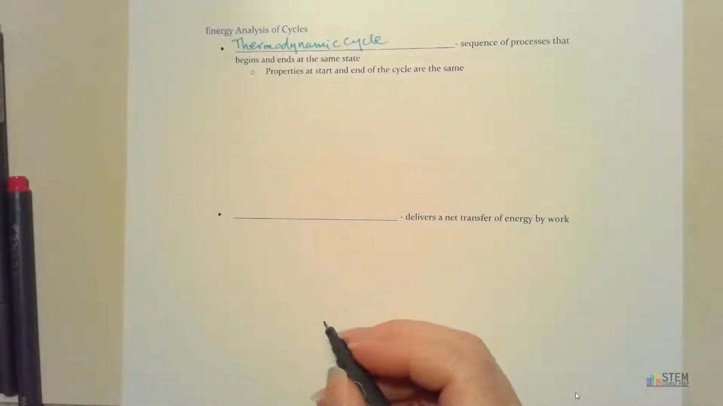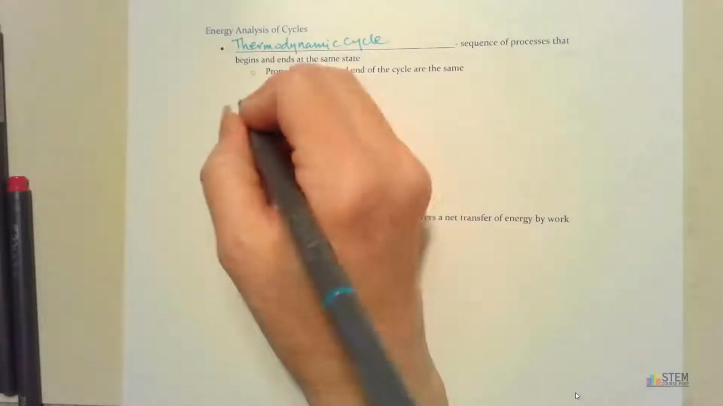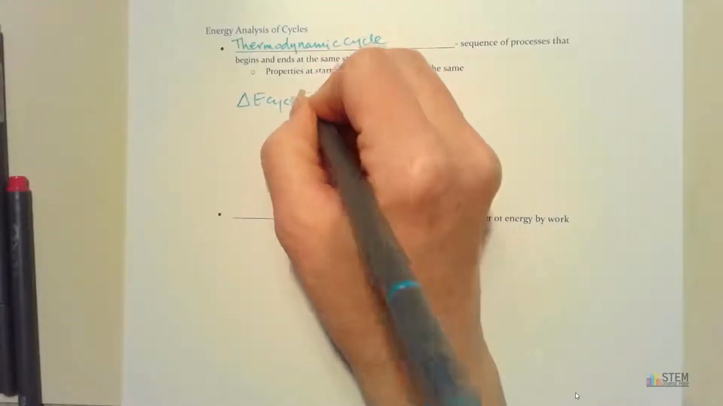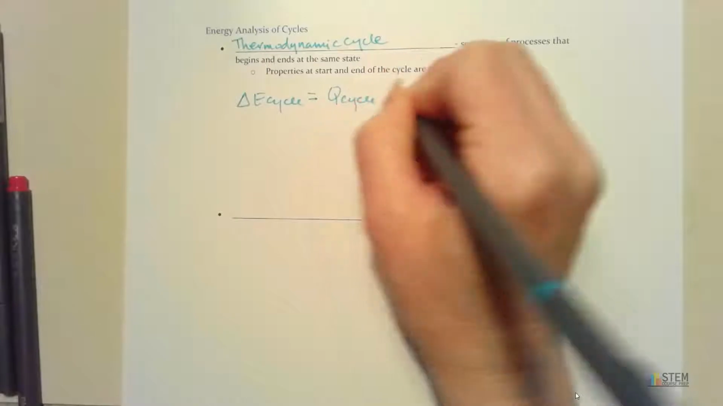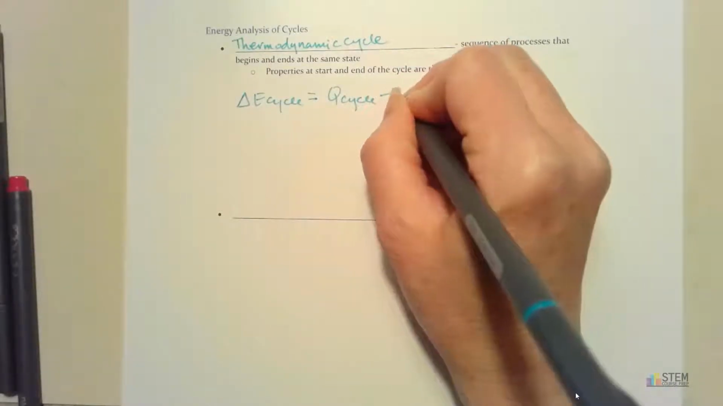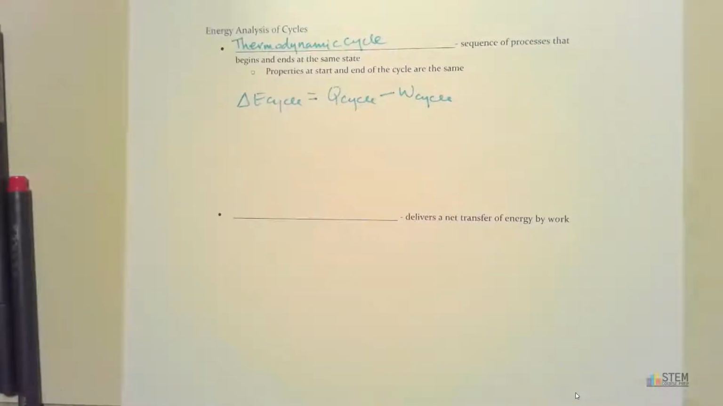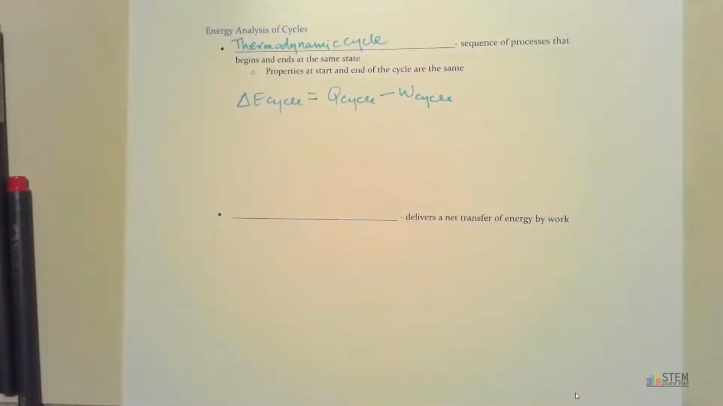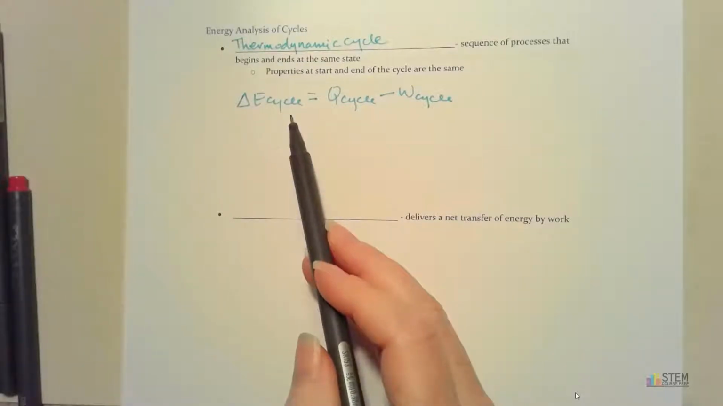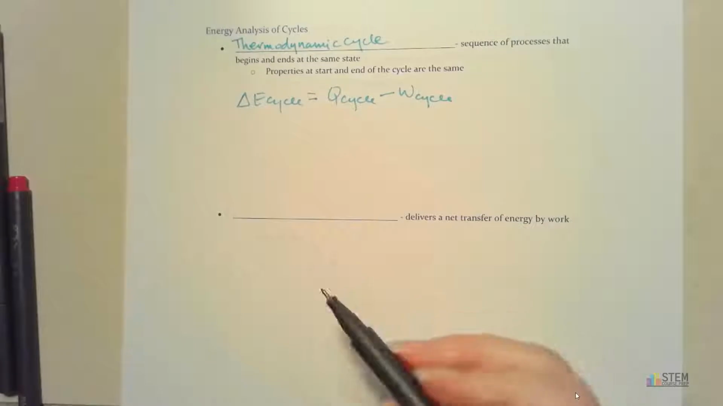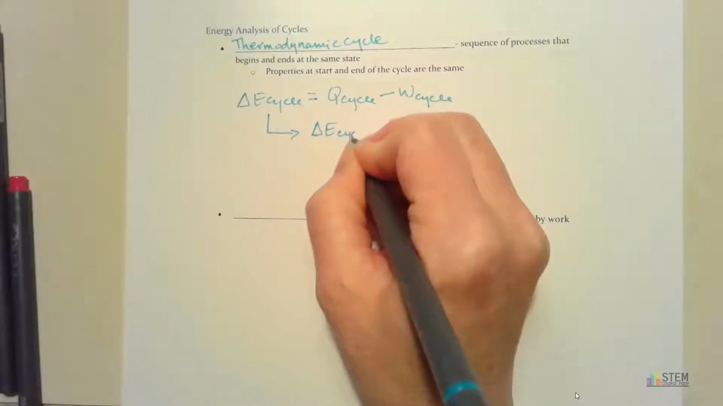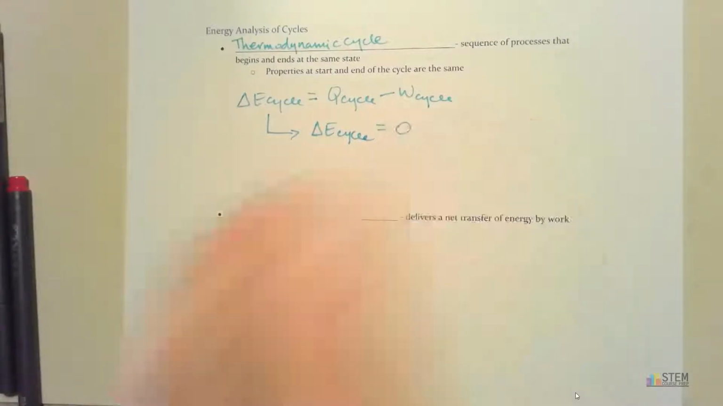Now, with that, let's write some equations. So our delta E, our total energy, the change in that for this cycle, is going to be Q of the cycle, our heat transferred in, minus the work for the cycle. All right, so we got our energy transferred from heat and then the energy from work. Now, if you think about it, we're starting and ending at the same place, right? So if we're starting and ending at the same place, this term here, this change in energy, has got to equal 0.